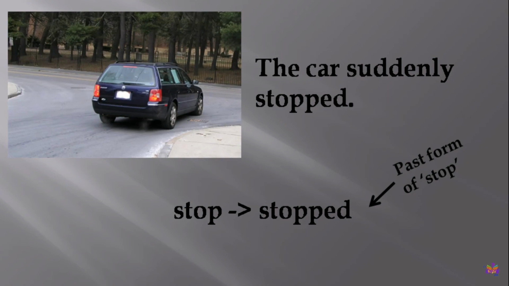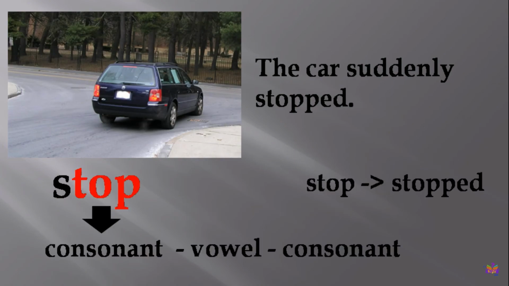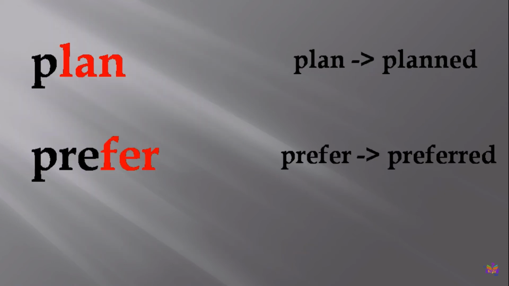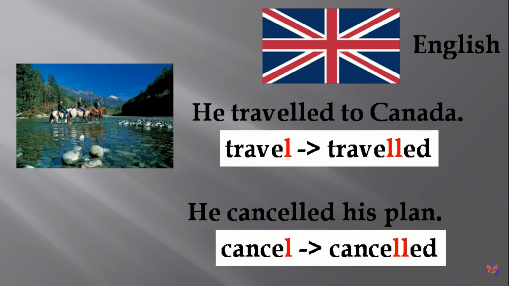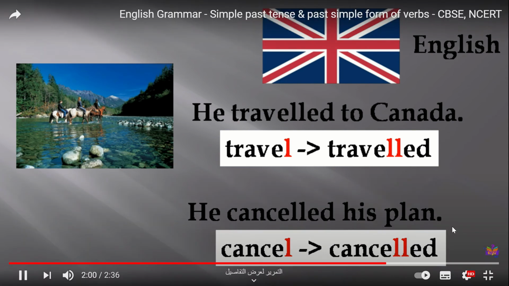The cow suddenly stopped. Stop to stopped. Look at the last three letters: consonant, then vowel, then again consonant. We double the last consonant most of the time for such words, like plan to planned, prefer to preferred. If a regular verb ends with L, we double it before adding ed. He traveled to Canada, travel to traveled. He cancelled his plan, cancel to cancelled.